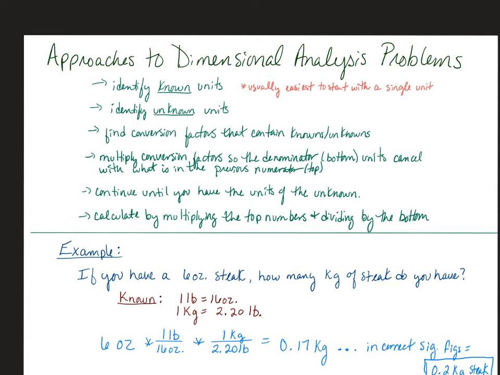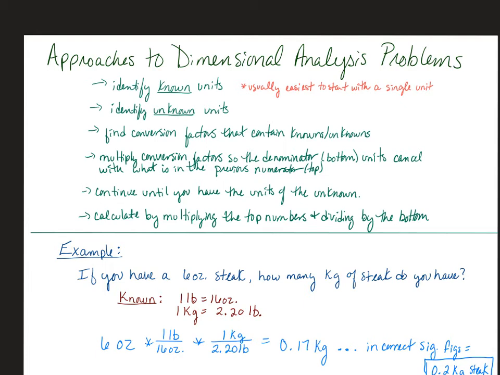And then this is vital. You have to find conversion factors that contain the knowns and unknowns. And sometimes you have to do it in a way that you can link two things together that aren't even part of the knowns or unknowns. And then you've got to multiply conversion factors so the denominator, or the bottom units, cancel out with what is previously in the numerator, or the top units.